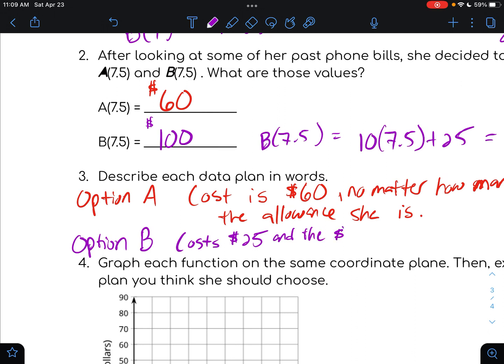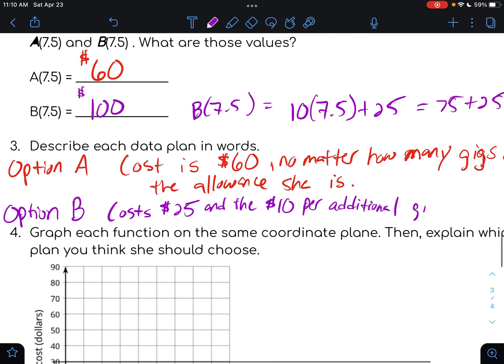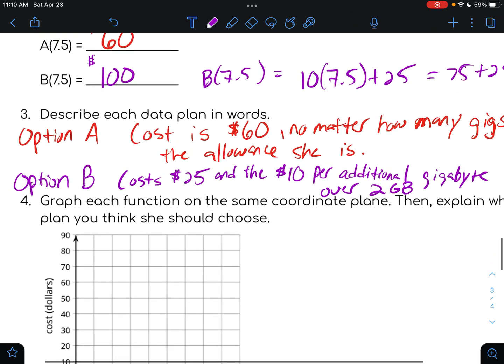And then $10 per additional gigabyte over 2 gigabytes. I'm going to abbreviate gigabyte, GB this time. All right, so $25 no matter what, and then $10 per additional gigabyte over the original 2 gigabytes.